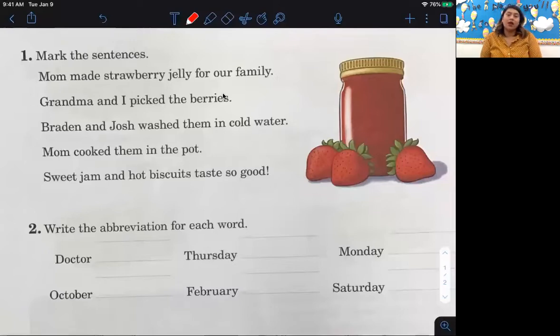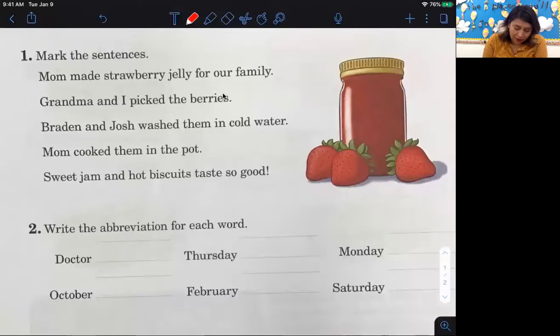Here we go. Number one says, mark the sentences. Mom made strawberry jelly for our family. Well, the question for what the subject is, or who we're talking about: the subject is the who or what in the sentence, just in case you forgot, okay? Who made strawberry jelly for our family? That was Mom, right?